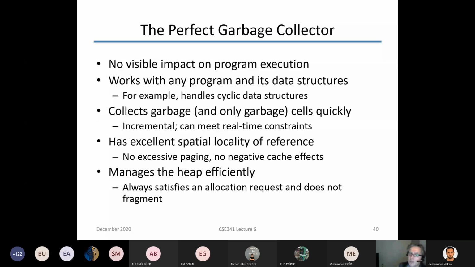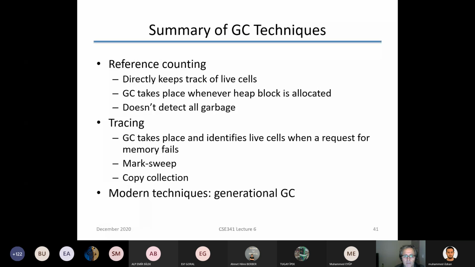And then it should manage the heap efficiently, meaning it should satisfy an allocation request and not fragment. Fragmentation is also a big problem. So there are several algorithms I'm going to go through very, very quickly.